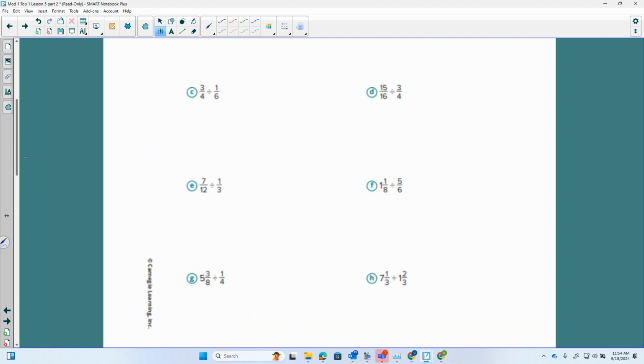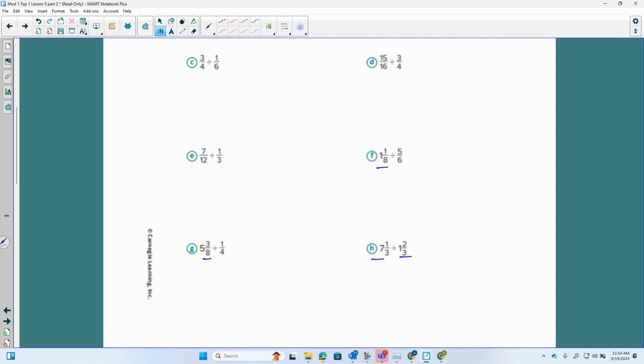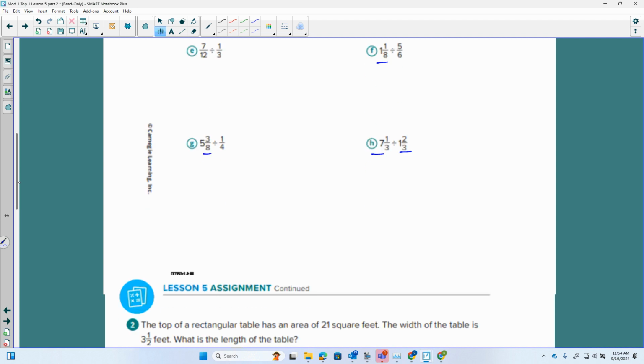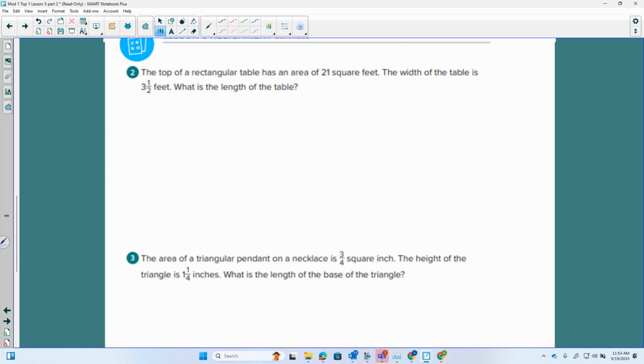The back page, the rectangular table has an area of 21 square feet. Width of the table is 3.5. What is the length? This one's easy because area is just the length times the width. So we've done the 21, we're just dividing that one by the 3.5.